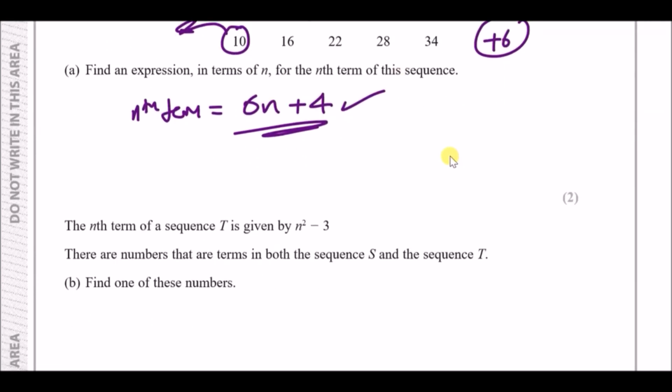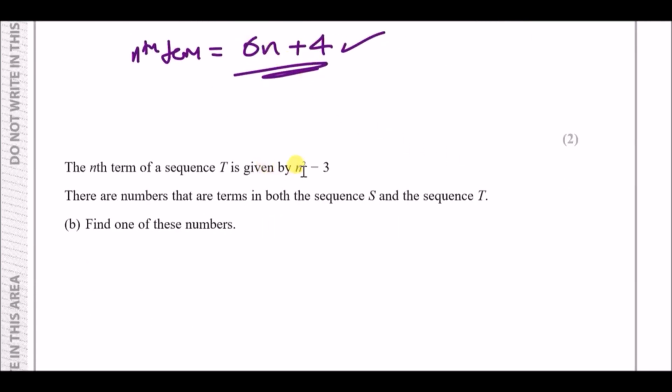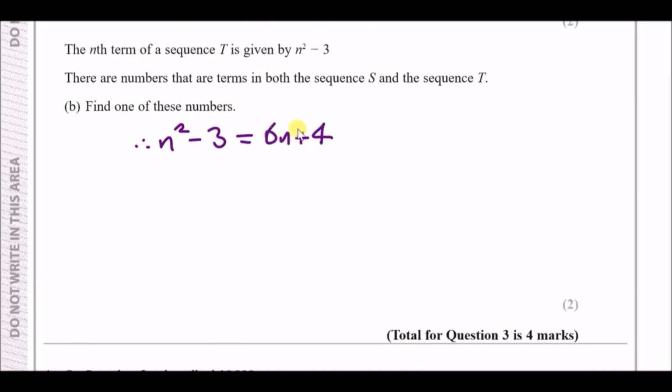Now, if they have the same term, there's a good chance that at some value of n, these two equations will be equal. So we say, alright, this is telling us that n squared minus 3 must equal 6n plus 4 at some common n value. And that's it. Now, to evaluate this, let's move all these terms to the left side, yeah? So subtracting 6n and subtracting 4, you're going to get n squared minus 6n minus 7 equals 0.